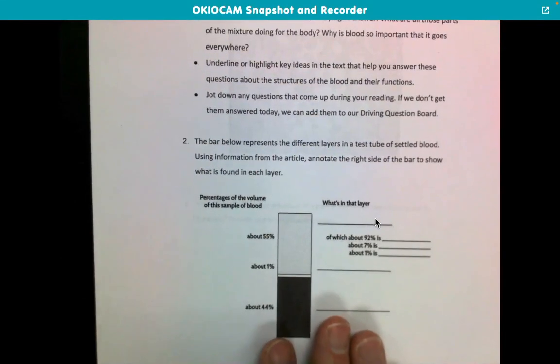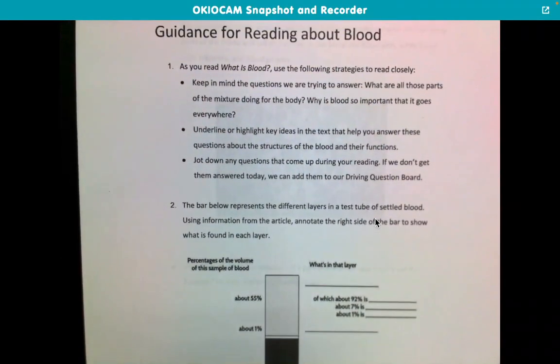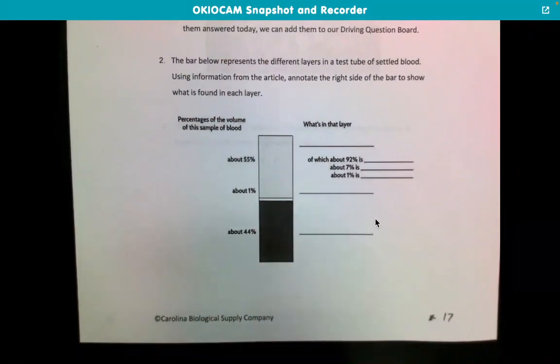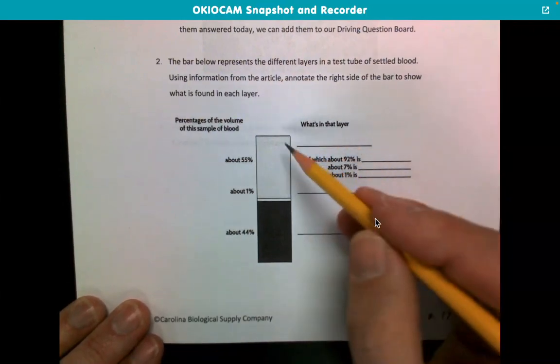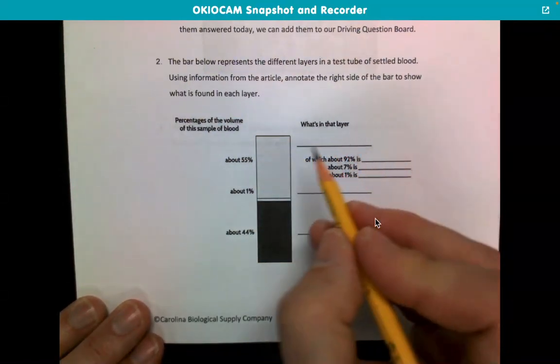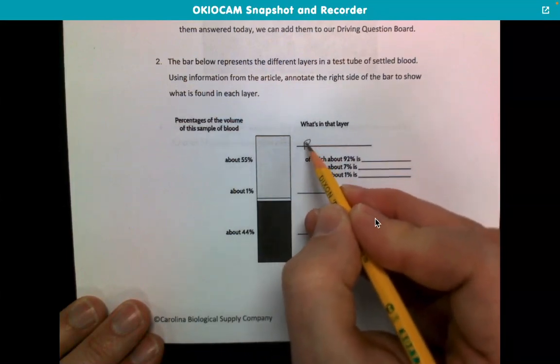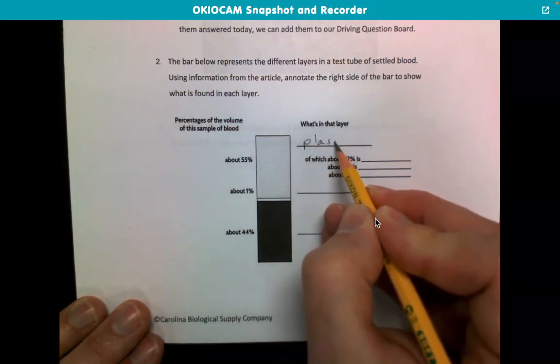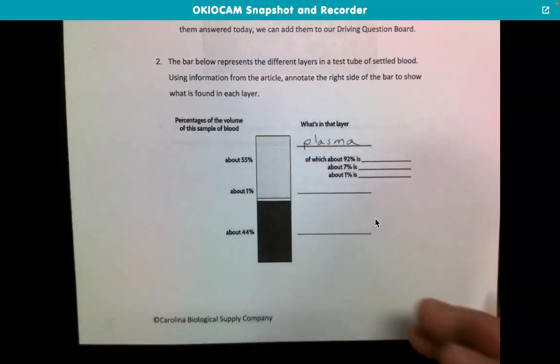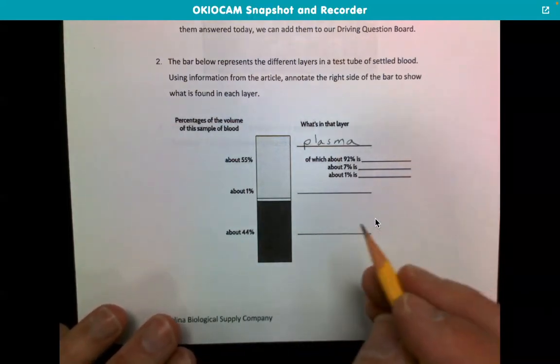We have just a couple quick questions to fill in here. The top part was just directions on how to do the reading. So we're going to number 2, and we just want to label this diagram. This is kind of like showing the vial of blood that they would have taken from somebody. The top part is our plasma, so you can fill that in there. The bottom part was our red blood cells.